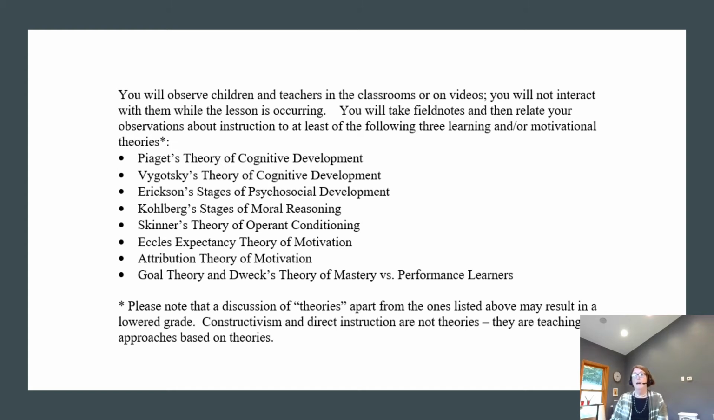So we're studying a lot of theory in class. The ones that you may use for this paper are listed here: Piaget, Vygotsky, Erikson's, Kohlberg, Skinner, Eccles, attribution theory, and goal theory, Dweck's theory of mastery. So you can use any of those theories and discuss them in your paper. And the point is to make connections between what you're seeing in the classroom and these theories. So for example, if you notice that the teacher uses a reward system to encourage good behavior, you can incorporate that into the idea of Skinner's theory of operant conditioning.